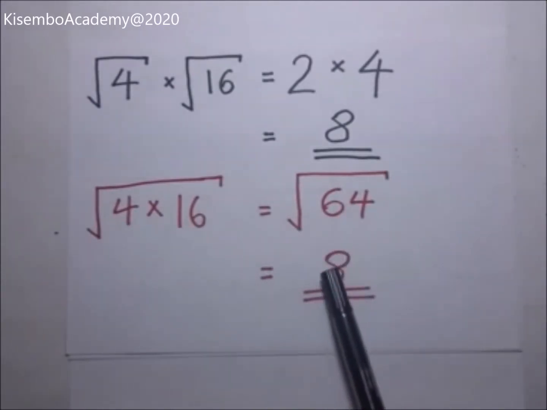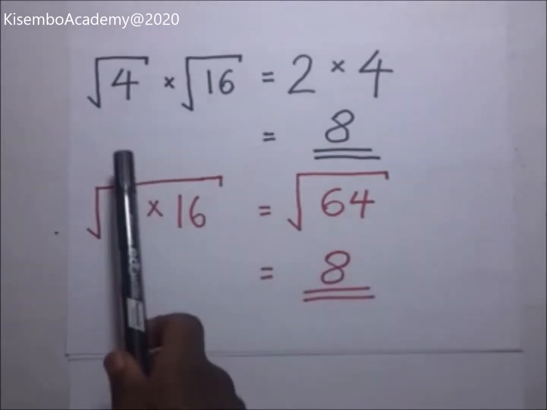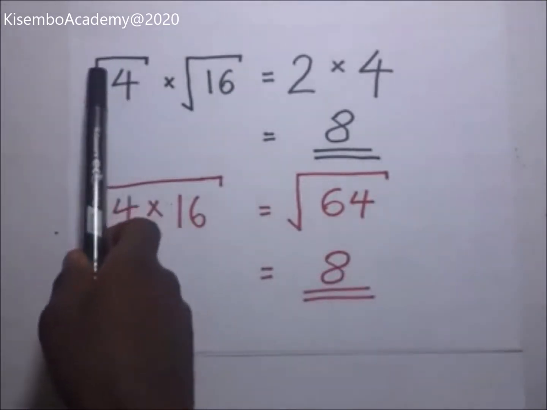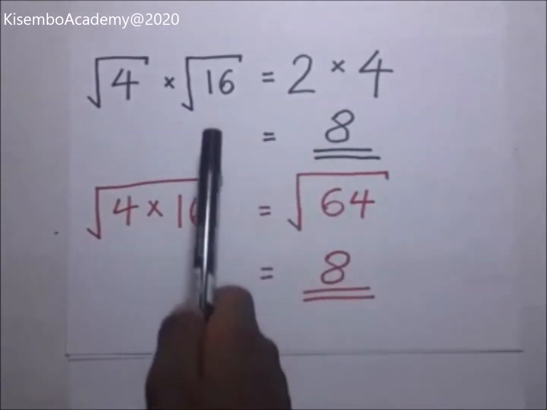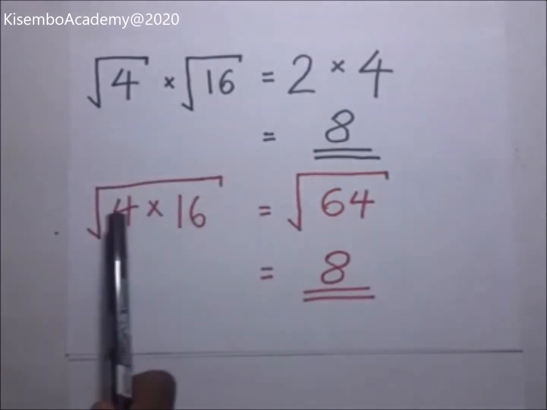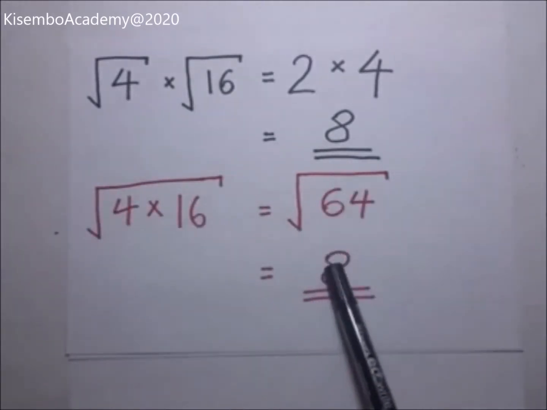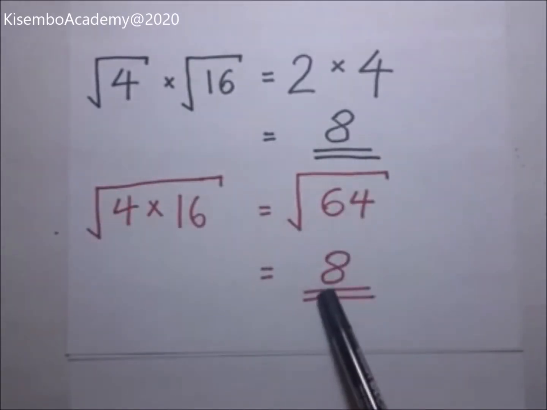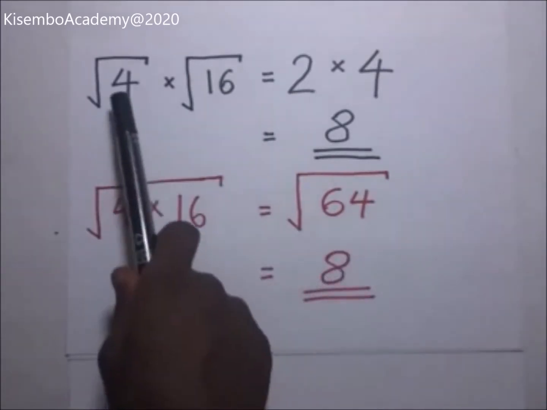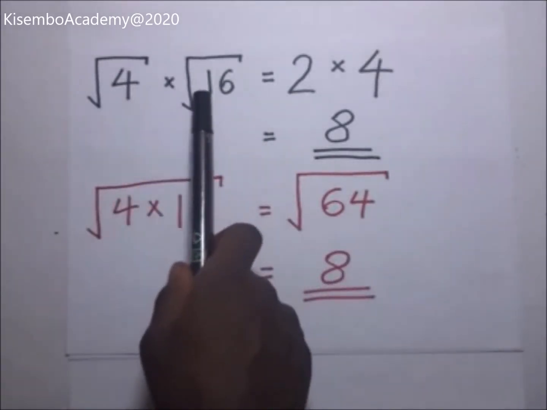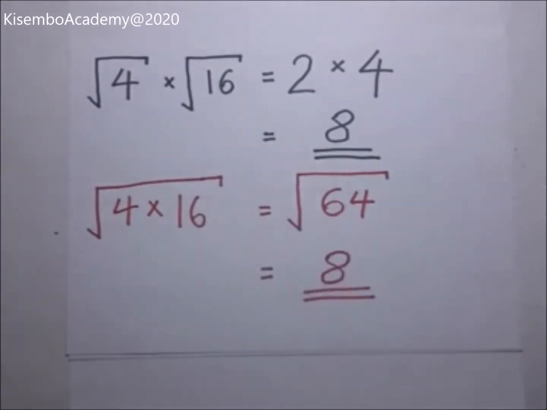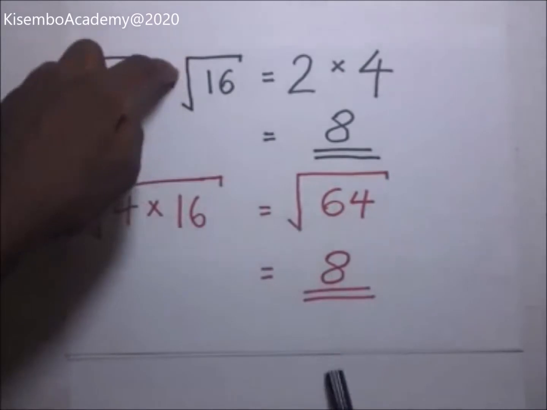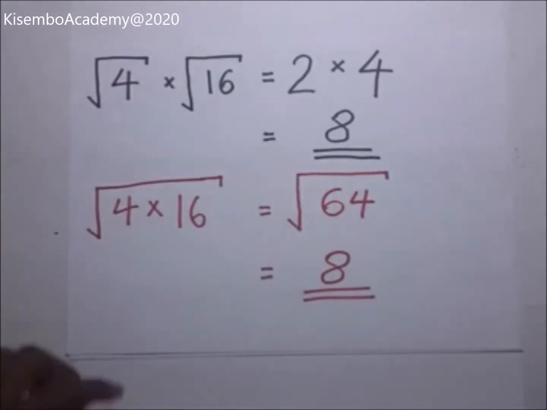So it is either way. Since when we found the square root of 4 separately and then the square root of 16, it gave us 8, and then we first multiplied these two to get one number, we still got the same number, 8. It simply means that square root of 4 multiplied by square root of 16 is the same as square root of 64. And this kind of analysis brings us to a conclusion.